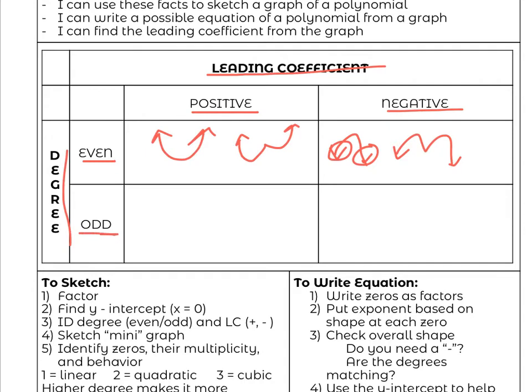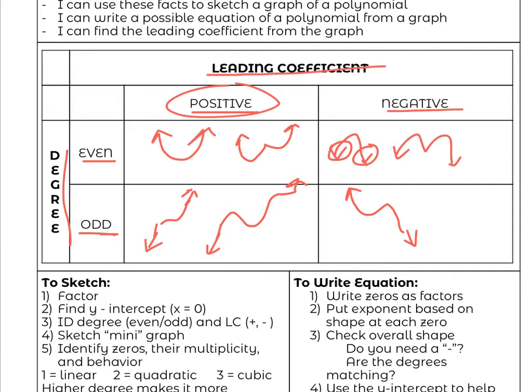If I have an odd degree, odd means opposite. And what the leading coefficient tells you is what the right side is doing. So the right side is going up, which means the left side is going down. And we could have any sort of thing happening in between all of that. I could have a bunch of stuff. Odd negative means the right side is going down, which means the left side is going up.